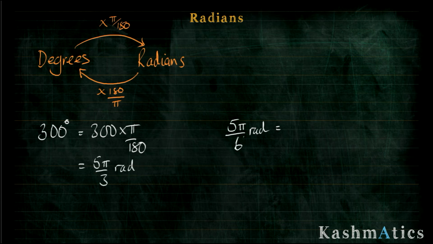If I was going the other way, I've got 5 pi upon 6 here, so I've got 5 pi over 6 multiplied by 180 and divided by pi. So the pi's cancel each other out, and if I did 5 times 180 and then divide by 6, I would get 150 degrees.